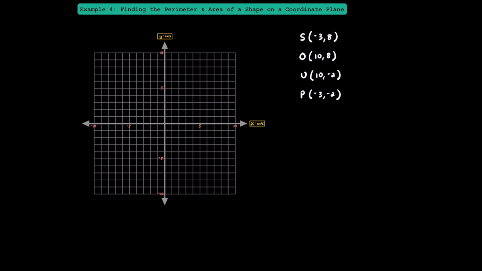In example 4, we're going to practice finding the perimeter and area of a rectangle on a coordinate plane. Pause the video and plot the points S, O, U, P on your own. Here are the 4 points S, O, U, P on a coordinate plane. Connecting these 4 points, we'll get a rectangle.